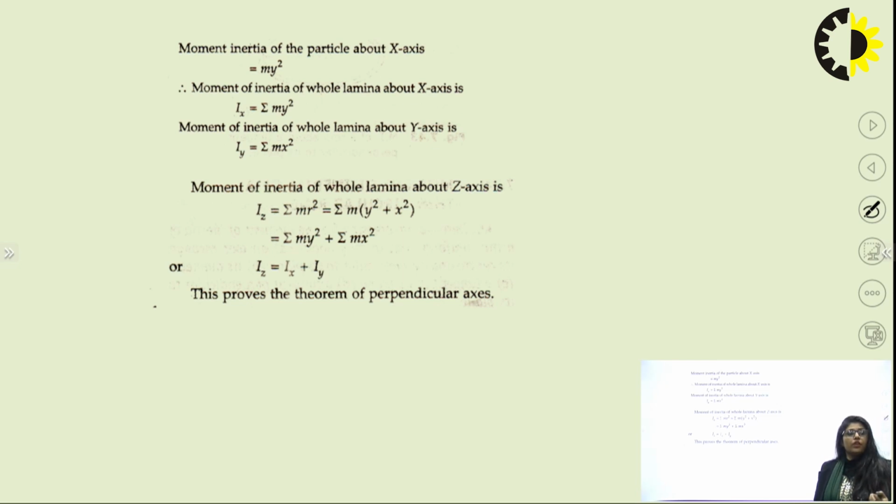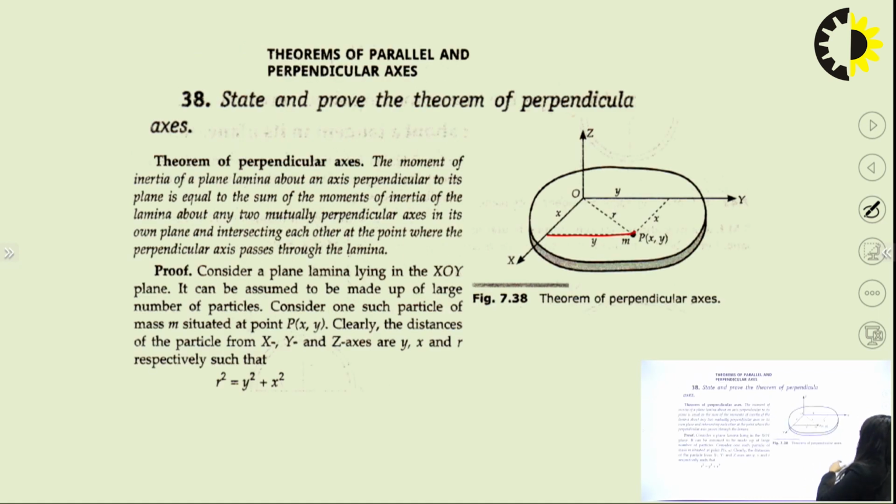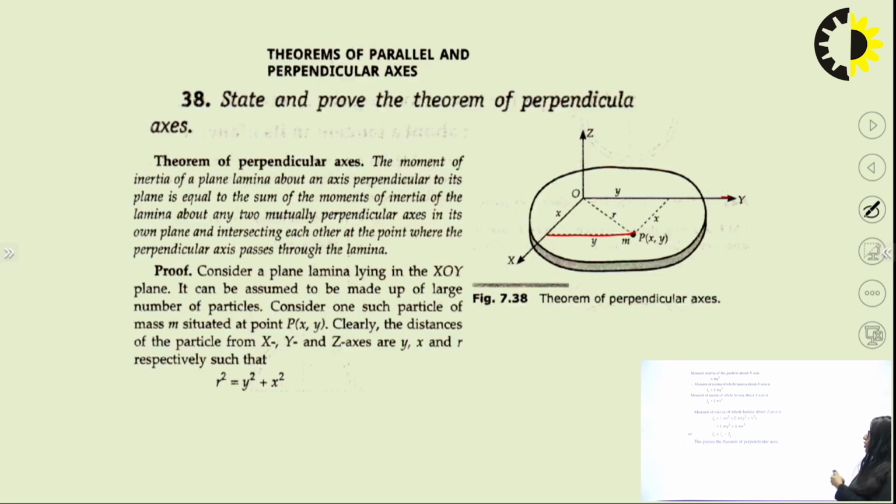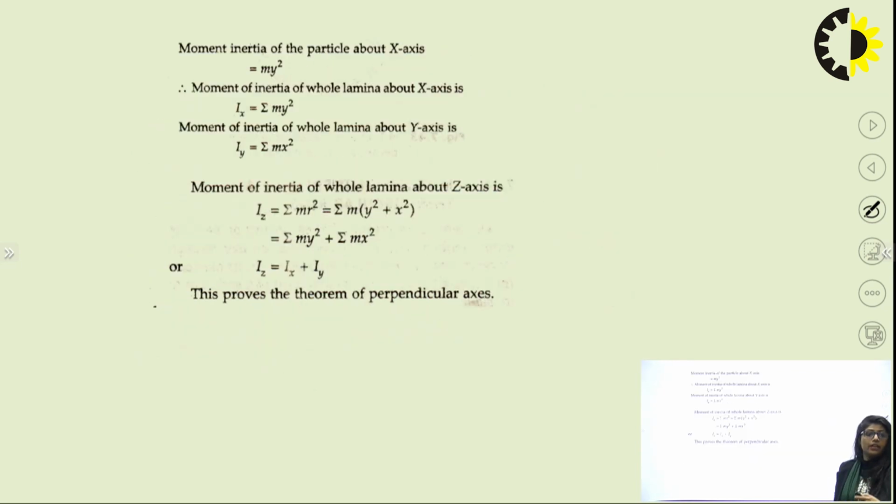If I'm talking about Iyy, the moment of inertia about yy, that means the whole body is rotated about yy. At that time the radial distance is x. So I can say that Iyy is summation of m x square. The moment of inertia about the x-axis is summation of m y square, and the same way Iy is summation of m x square. Now, I add both moments of inertia Ixx and Iyy, because I want to find the total polar moment of inertia Iz.